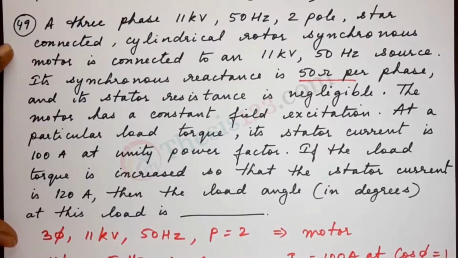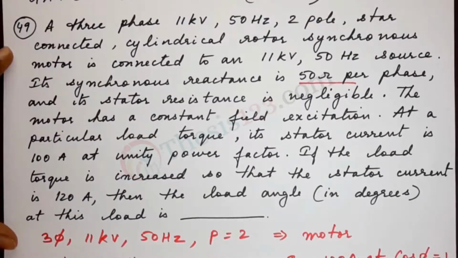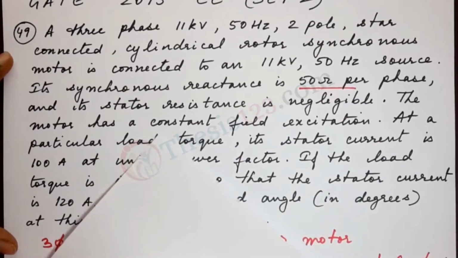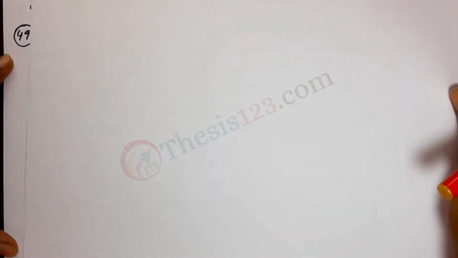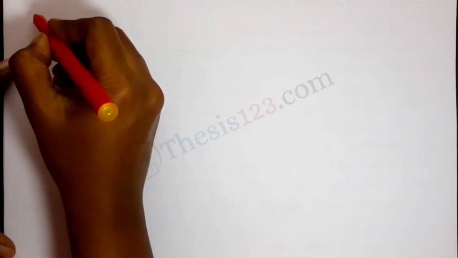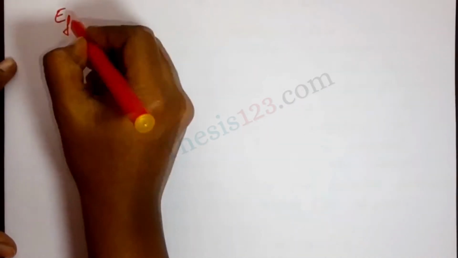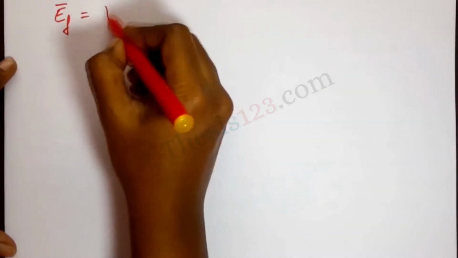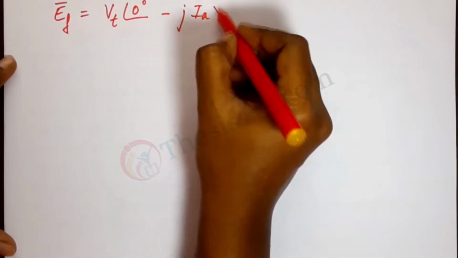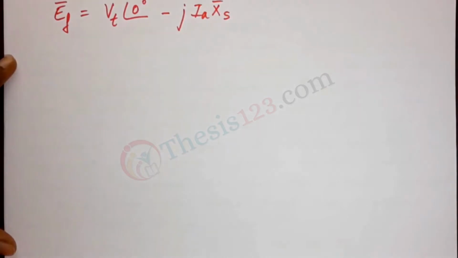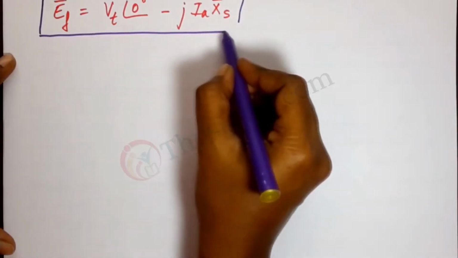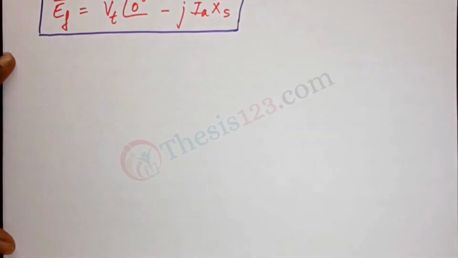Okay, so the first step, we are going to start with the excitation formula. The question says that the motor has a constant field excitation. So we are going to start with that. The field excitation is given by the equation EF bar is equal to terminal voltage minus j Ia XS. Please make a note of this equation, quite important. This is the field excitation equation.